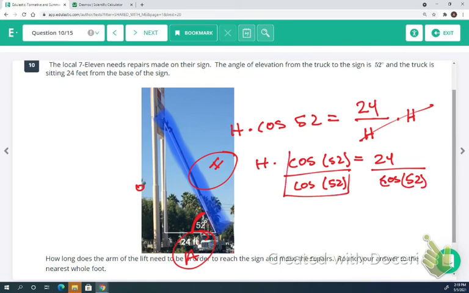Cosine of 52 divided by cosine of 52 turns into a 1. 1 times H leaves me with H. And so here now I get to put this back into Desmos. So 24 divided by cosine of 52.